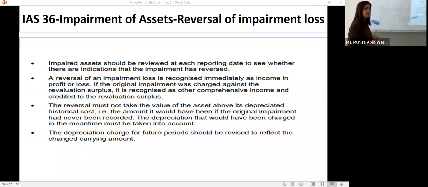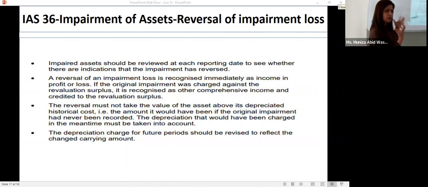Now here they are mentioning the steps which we can follow in order to reverse the impairment. Let's read it first. Impaired assets should be reviewed at each reporting date to see whether there are indications that the impairment has reversed. A reversal of an impairment loss is recognized immediately as income in the profit or loss.